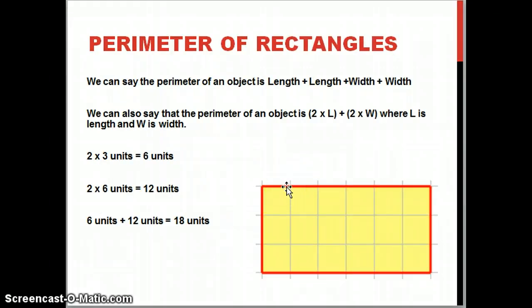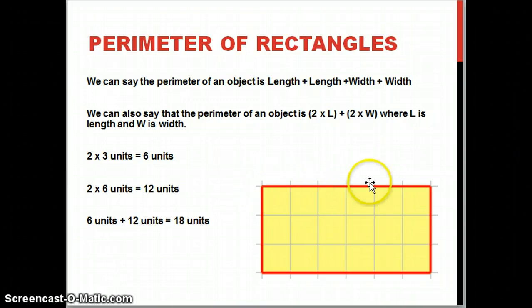We can say the perimeter of an object is the length, these tops and bottoms, the two lengths, so length plus width plus width. We can also say that the perimeter of an object is 2 times the length and 2 times the width, where L is the length and W is the width.